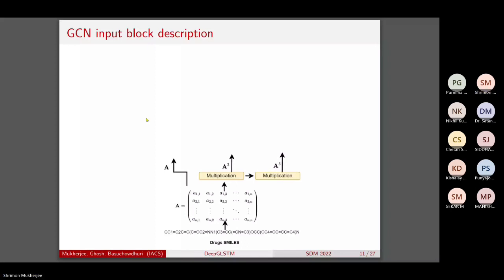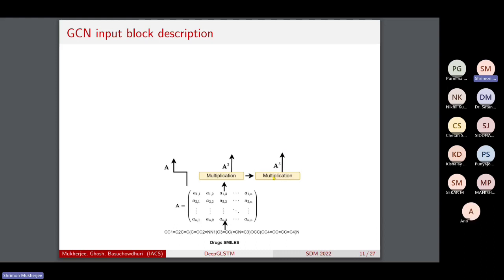So here we basically take A, the original adjacency representation of the drug SMILES, and then we apply A square, that is the power representation of A, the multiplication of A with A. And for the last block we apply A square with another multiplication with A, and then we get A cube. Why we applied these things, I will discuss in the next slide.